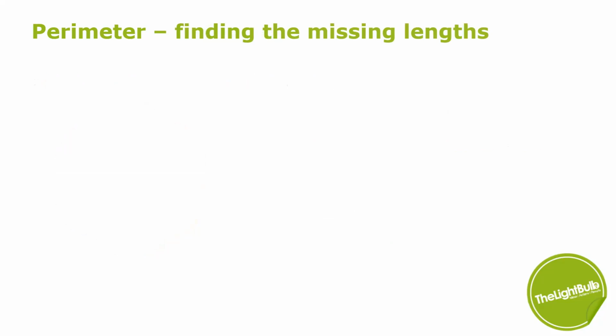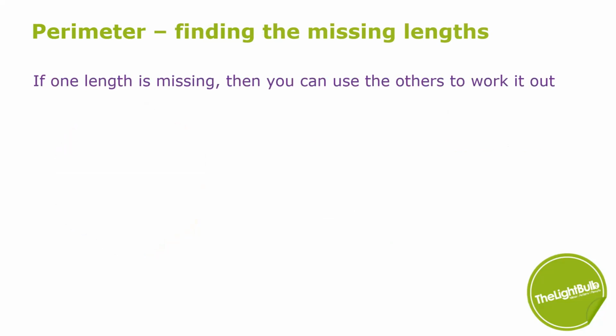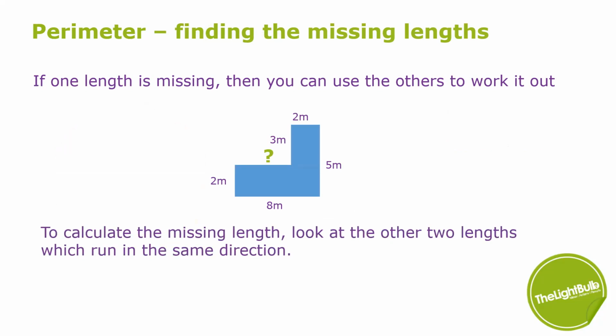Now, sometimes we're not given all of the lengths on an L shape. In this example here, for instance, we can see that we've got a lot of the measurements, but one length, indicated by the question mark, is missing. So how do we figure this out? Well, what we can do is use the two other lengths that are running in the same direction as the missing length to help us.